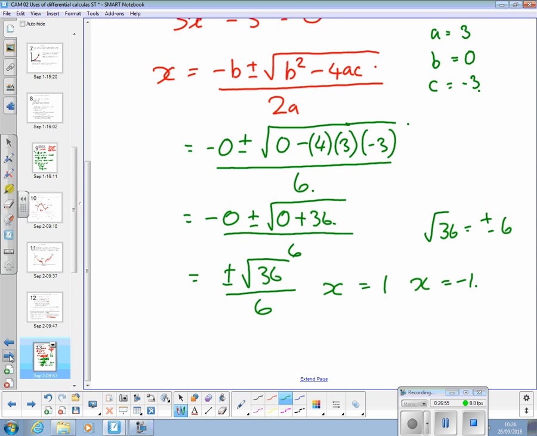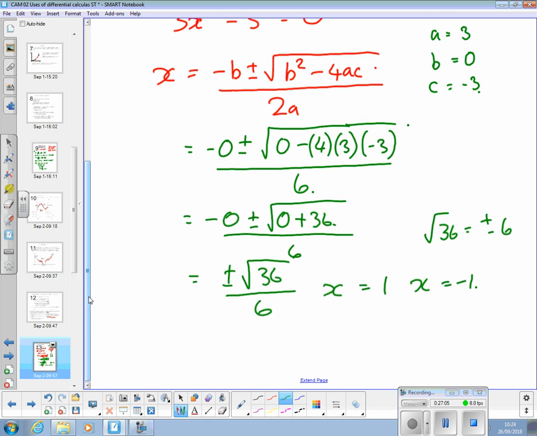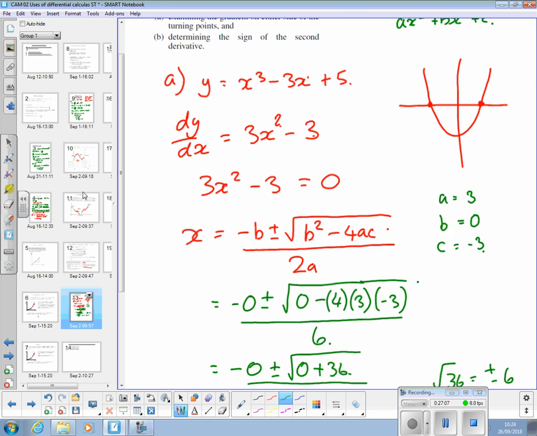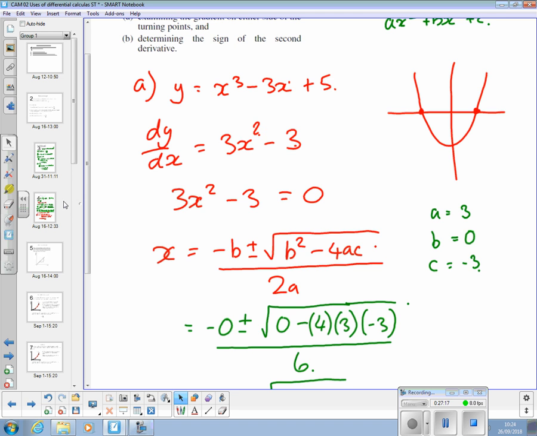Maybe you might have been able to see that a bit easier and done factorization rather than the formula method. But anyway, we've got our two values of x where the differential is equal to 0. So we've found two points that are either minimums or maximums.